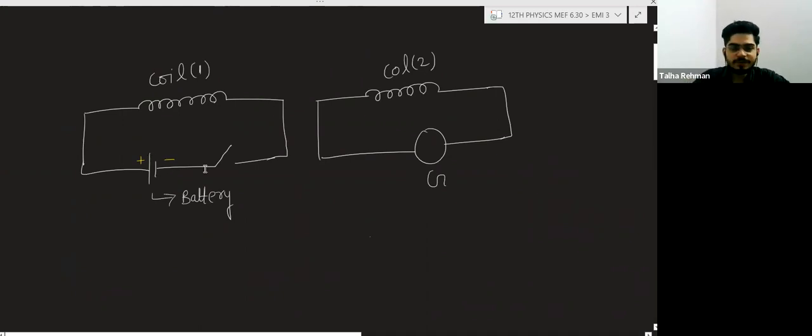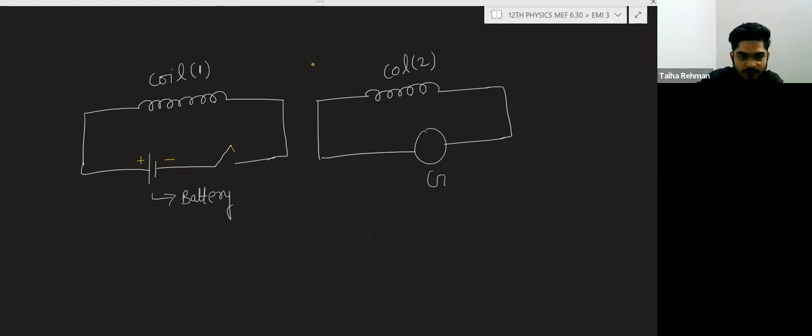What will happen if suppose I have closed this switch? You will see that there will be a deflection here. If I close this switch, there will be a deflection here. Means when you close the switch, in this coil there will be current, without any physical connection between both the coils. So we will see how this phenomenon is taking place.